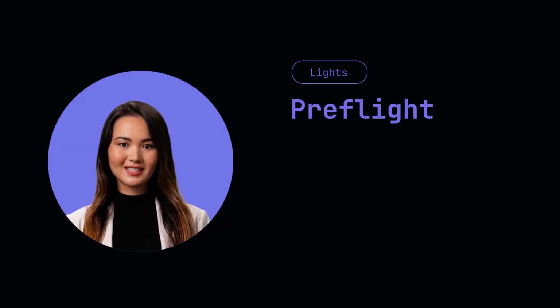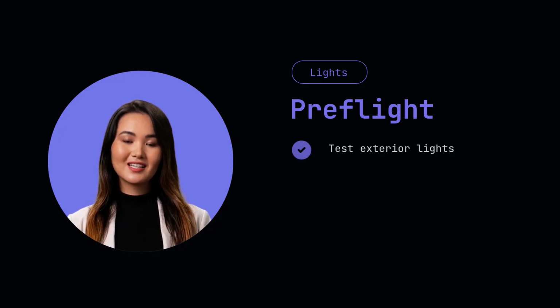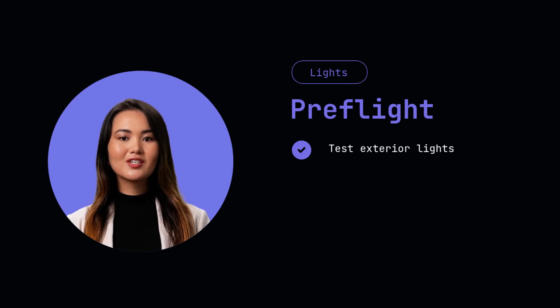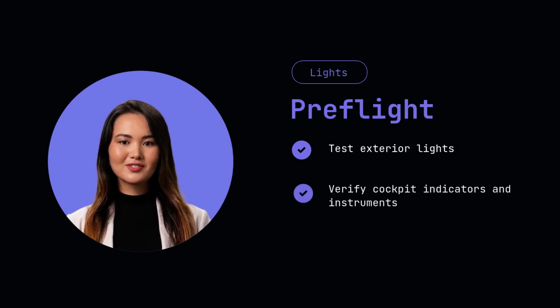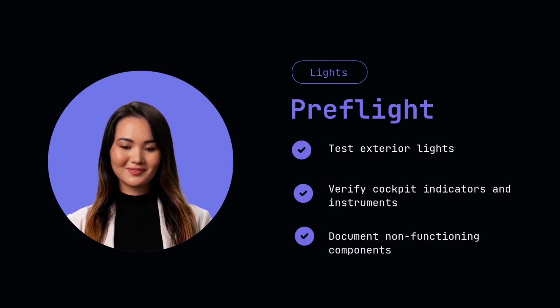Test all exterior lights, including navigation and landing lights. Verify cockpit indicators and instruments are operational. Ensure flight controls are free from obstruction. Move control surfaces to verify free movement. Document any non-functioning components for repair.